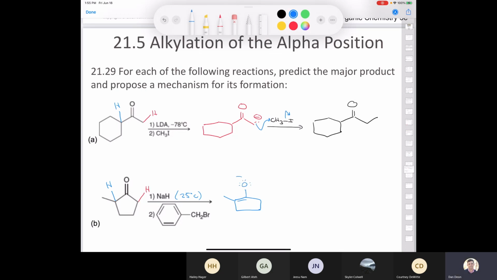I'm just going to draw it a little differently this time with the negative charge up on the oxygen. It doesn't matter. Next, I'm treating it with this compound, which is called benzyl bromide. The reason I'm telling you that it's called benzyl bromide is that it's a very common electrophile in organic chemistry. So what's that going to look like? Let me draw the benzyl bromide here. I'm going to draw it like this to show the methylene so that I can draw an appropriate mechanism.